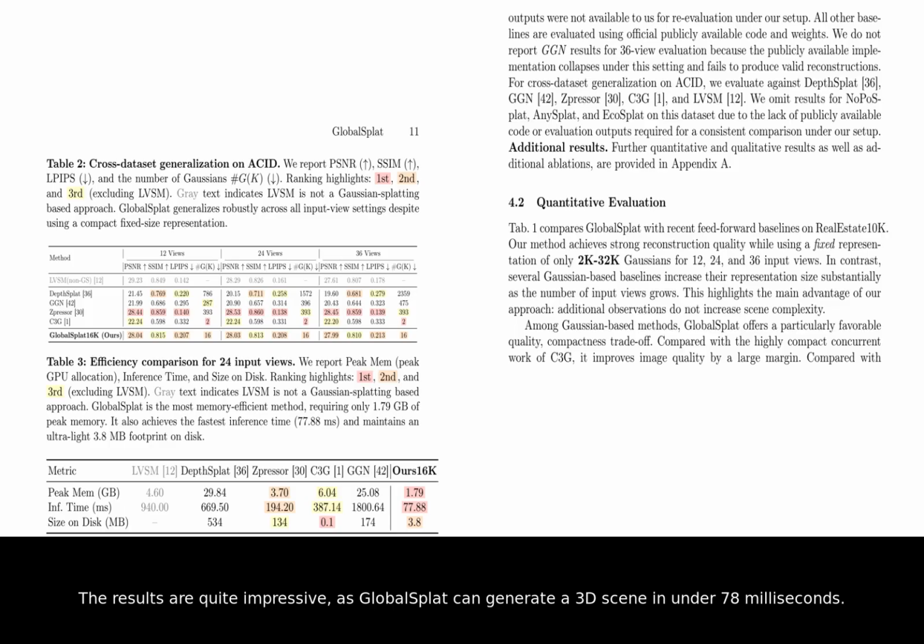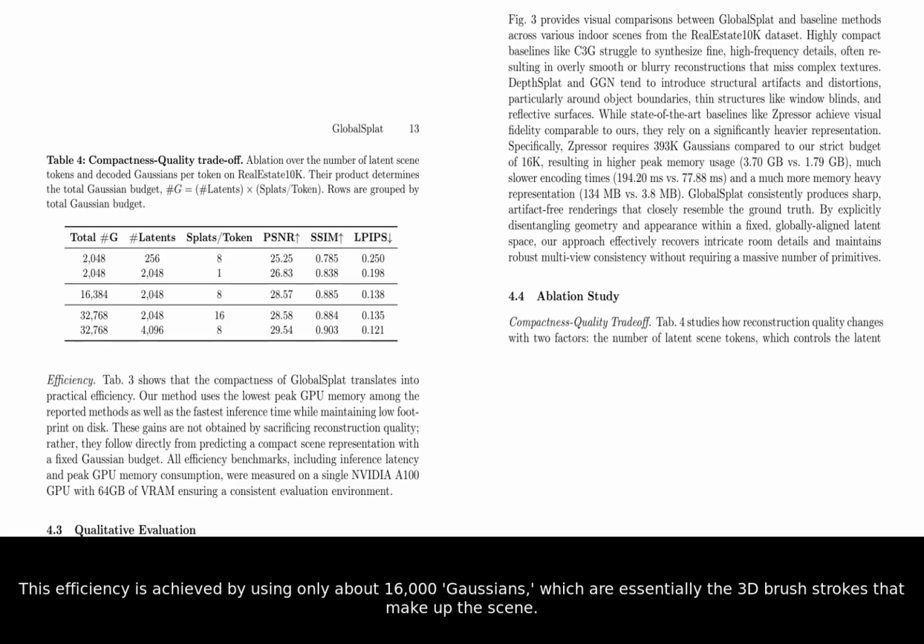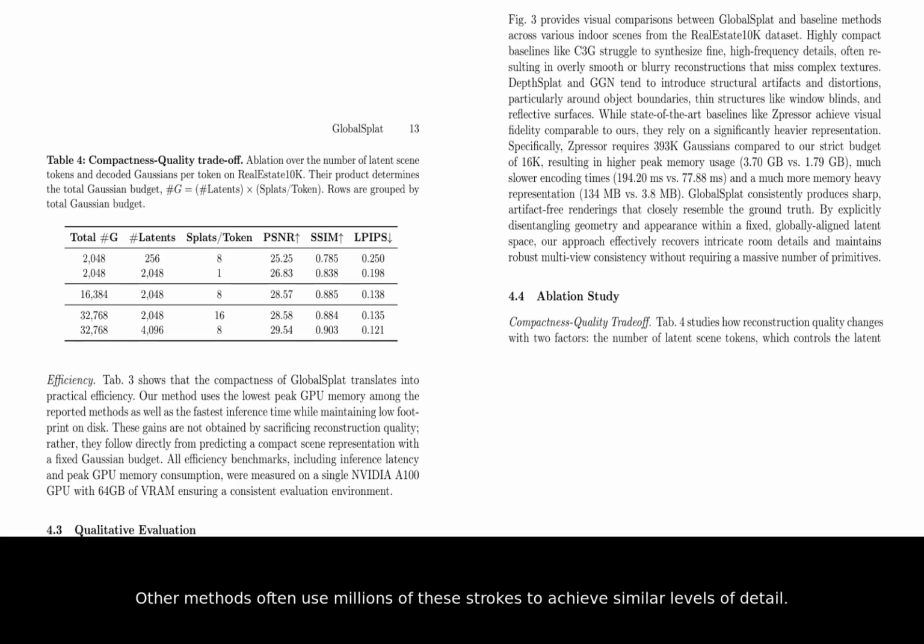The results are quite impressive, as GlobalSplat can generate a 3D scene in under 78 milliseconds. Even more surprising is the final footprint of the file. While some models require hundreds of megabytes, this one fits into a tiny 4 megabyte space. This efficiency is achieved by using only about 16,000 Gaussians, which are essentially the 3D brush strokes that make up the scene. Other methods often use millions of these strokes to achieve similar levels of detail. By keeping the count low, the 3D model runs much smoother on everyday hardware.